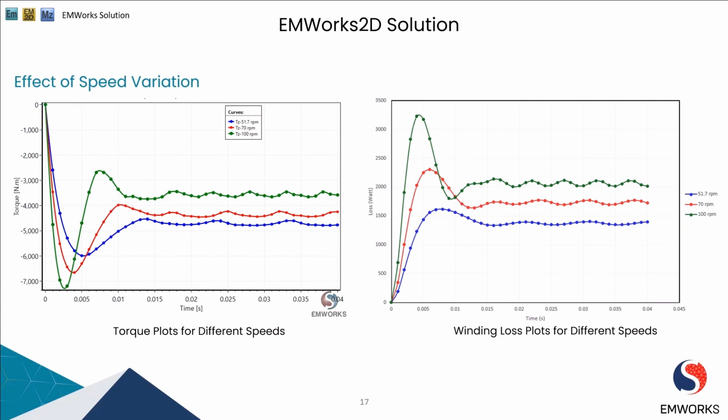If you look at the torque plots for the different speeds, the torque is a critical parameter and it has a direct effect on the machine's output and performance. By examining the torque plots at these speeds, we aim to understand how the torque generated varies with rotational speed. And similarly, if you look at the winding loss plots at the specific speeds, we can observe that these losses change with the varying speeds.